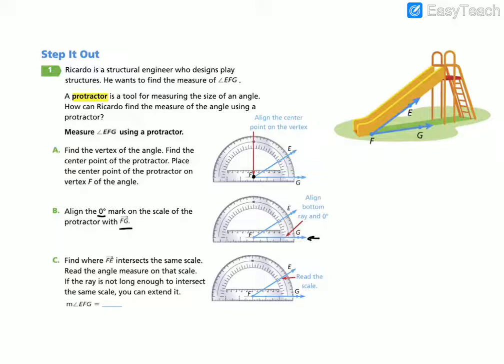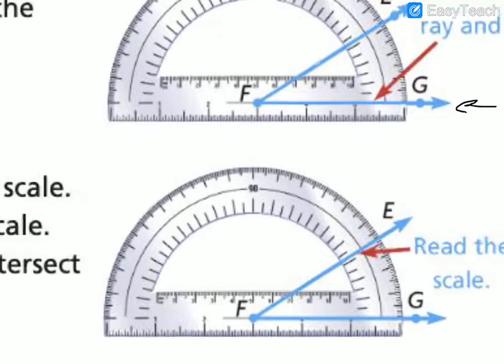Then we follow where F and E intersect at the same scale. We read the angle measure that is on the scale. If the ray is not long enough, then we can extend it. So if it only went to like here, we could draw our line longer to help us read it. Okay, so I'm going to go ahead and zoom in so that I can read this better.